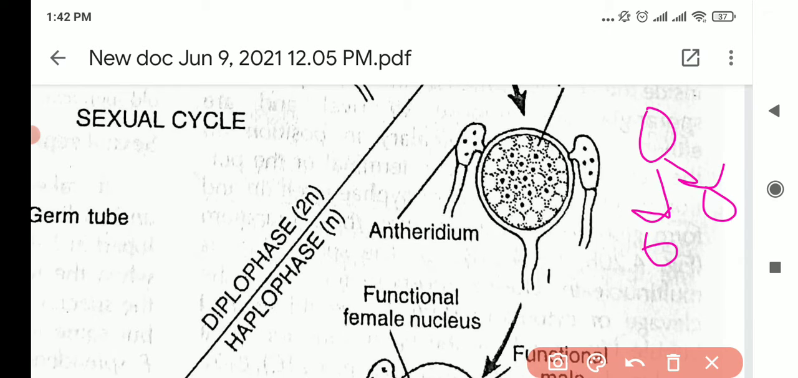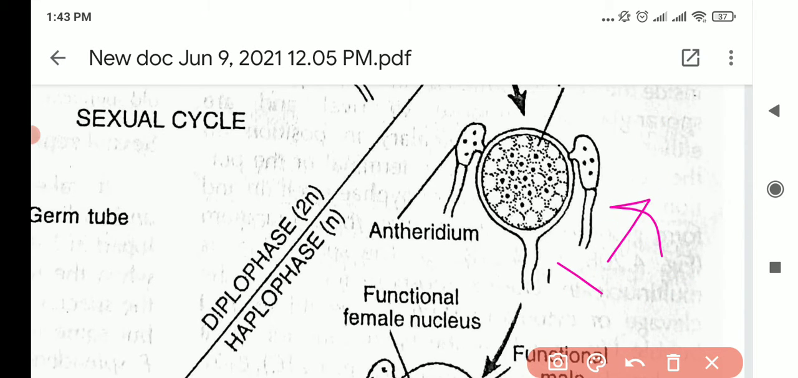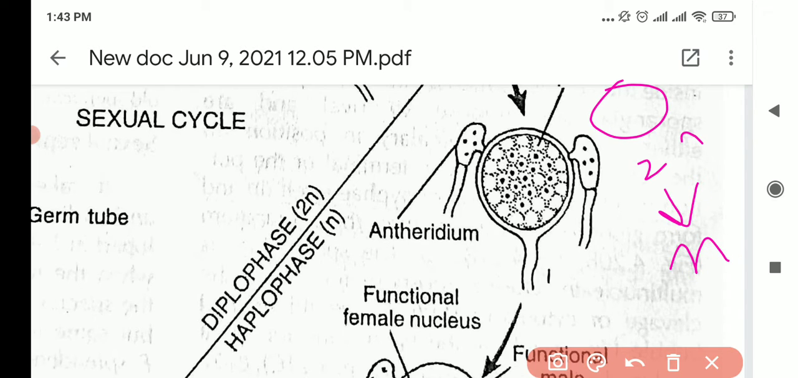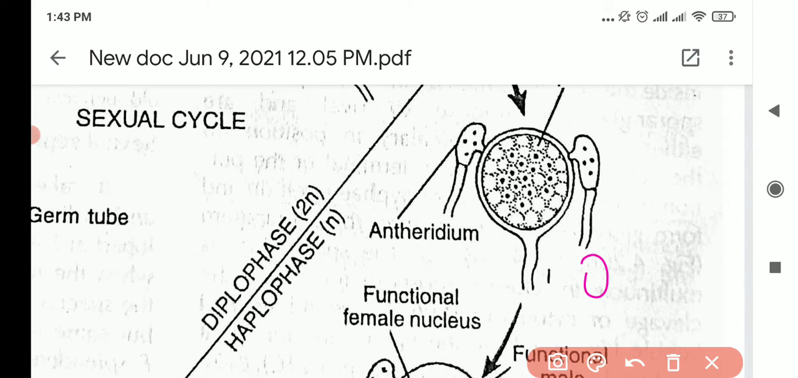Then again, after meiosis 1, meiosis 2 will occur. So these cells will undergo division and develop into 4. So from one cell in meiosis we are getting 4 cells which have n number of nuclei. Okay. So what happens here? It was 2n. Okay. And now we are getting n. Right? n and 4 cells.